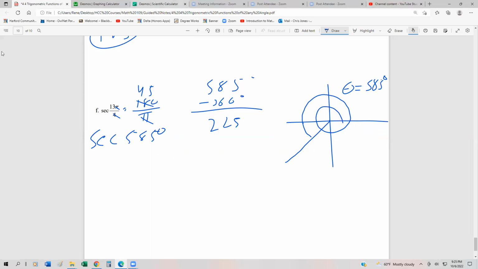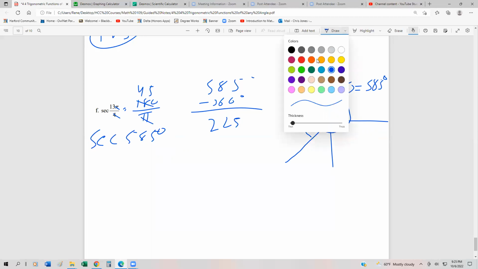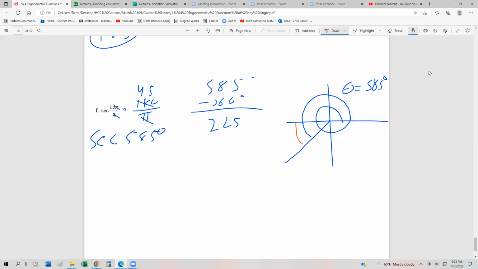All right. The reference angle is going to be the angle formed with the positive x-axis, so it's going to be this. So theta prime is going to be equal to 225 minus 180, and that just happens to be 45 degrees. So what that means is that the secant of 585 is either plus or minus the secant of 45 degrees, which is really the same thing as plus or minus 1 over the cosine of 45 degrees, right?